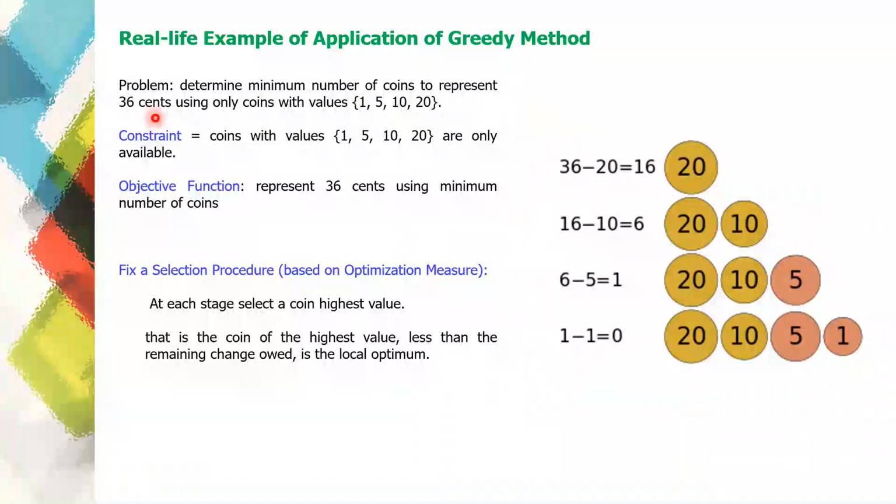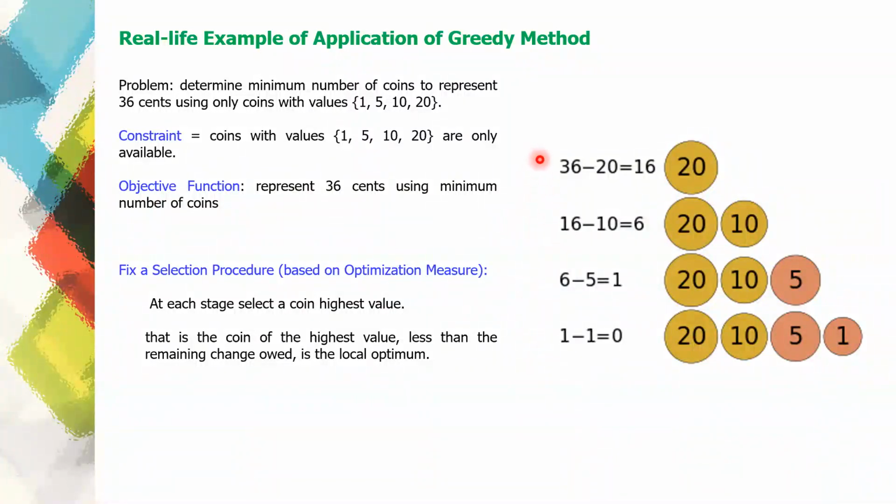So the given problem is 36 rupees. What is the constraint? You have to use only coins with these values. What is the objective function? You have to represent 36 rupees using the minimum number of coins. Now you have to devise an algorithm. I have 1 rupee, 5 rupee, 10 rupee and 20 rupee coins. I'll repeat the greedy approach for 4 stages.